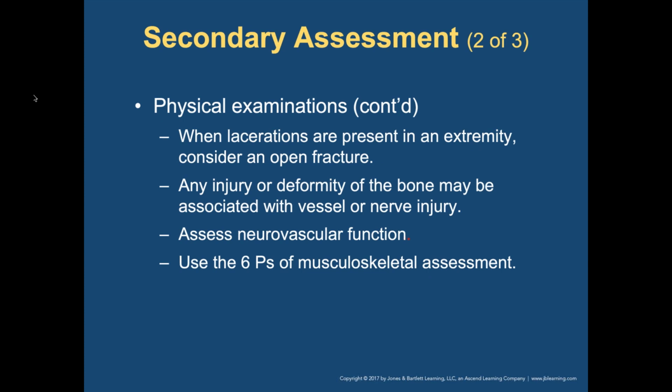So the 6 P's of musculoskeletal assessment are pain, paralysis, paresthesia, which is numbness or tingling, pulselessness, pallor, and pressure. That's your 6 P's. You want me to say that again? Pain, paralysis, paresthesia, pulselessness, pallor, and pressure.